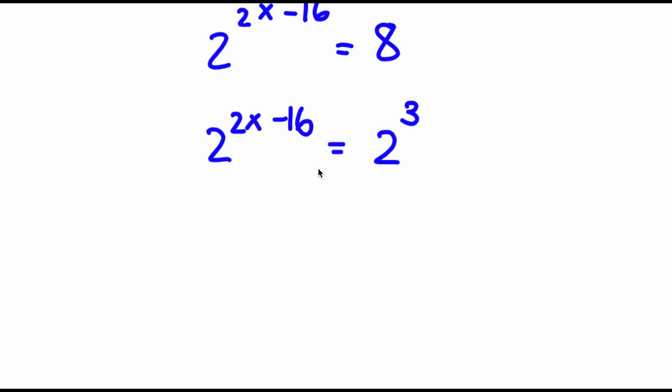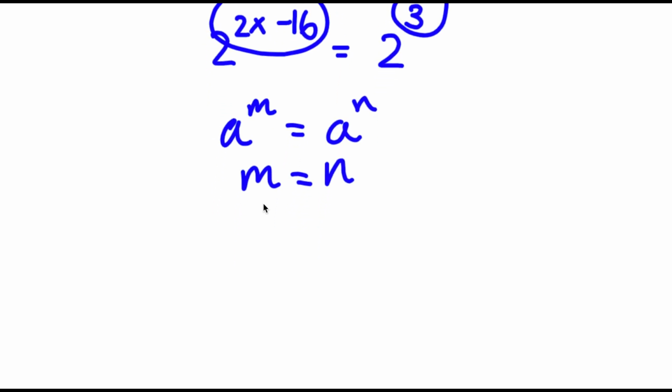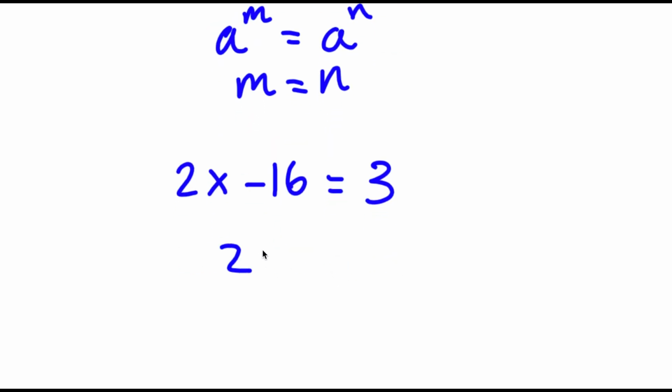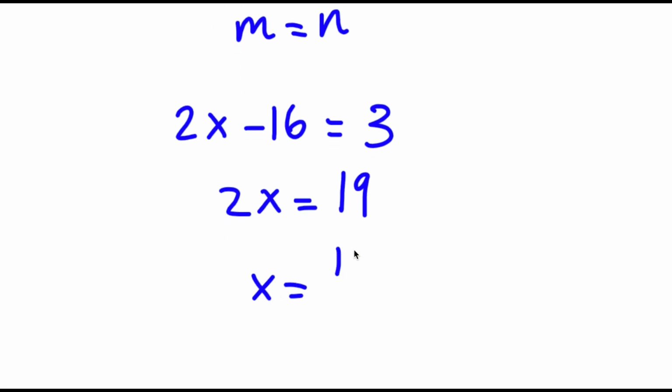And now the reason we did that was because if I have something in the form a^m is equal to a^n, this means that m is equal to n. So in this case, 2x minus 16 is equal to 3. So now I have 2x minus 16 is equal to 3, meaning 2x is equal to 19, and x is equal to 19 over 2.